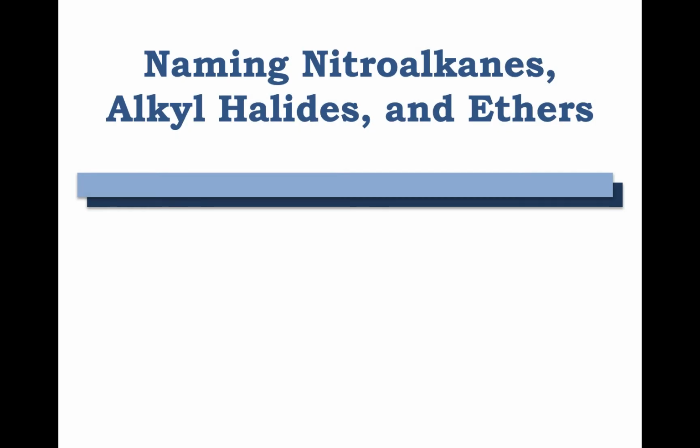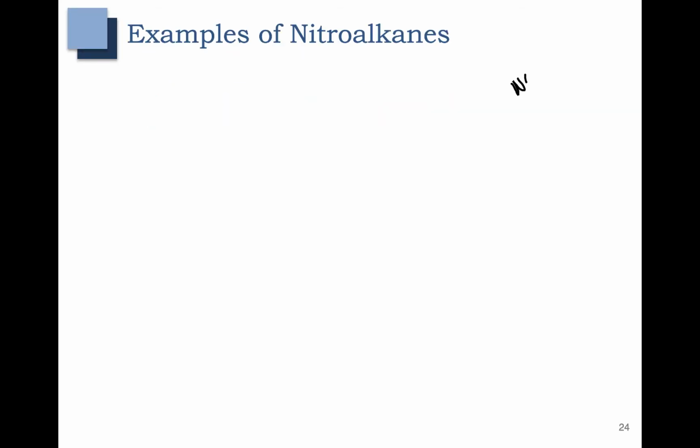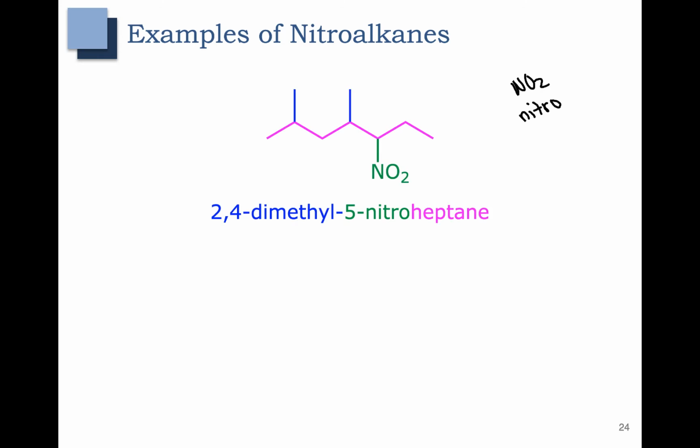In this video, we're going to cover naming of nitroalkanes, alkyl halides, and ethers. When you have an NO2 group as a substituent, you can simply refer to that as nitro. In this example here, our parent chain is shown here in pink. It is 1, 2, 3, 4, 5, 6, 7 carbons long, which gives us a root name of heptane. We also have 2 methyl groups, which is where we get the dimethyl from, and we have a nitro group.